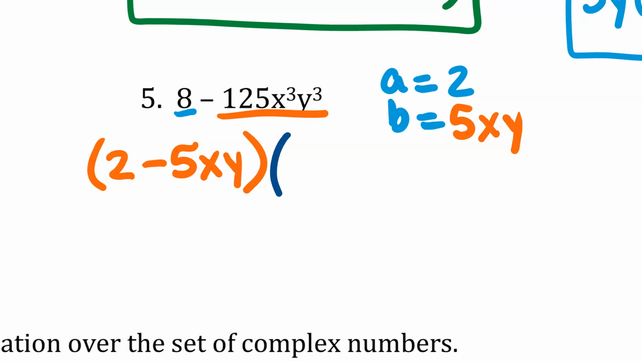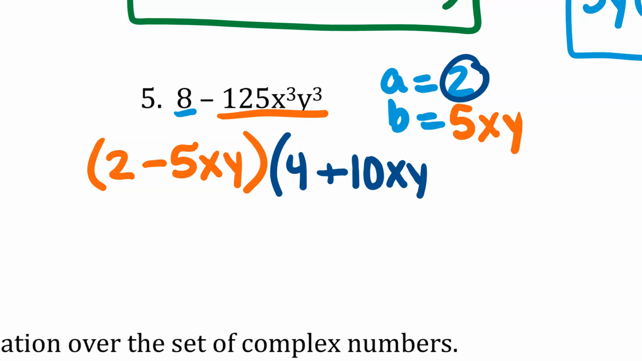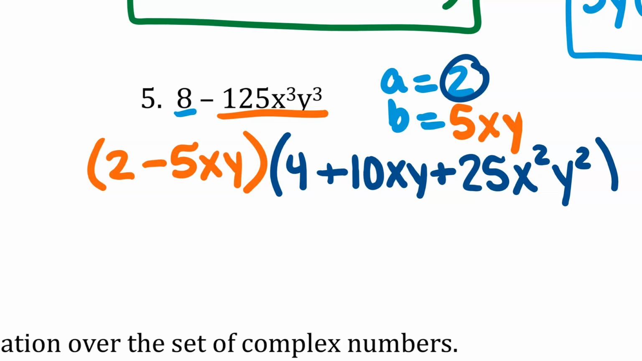Okay, the next one is a squared, so 2 times 2, which is 4. Opposite signs, we're going to put plus. A times b, so 2 times 5xy is 10xy. And then b squared, so 5xy times 5xy is 25x squared y squared. Okay, remember to square everything, so everything's getting multiplied by itself.